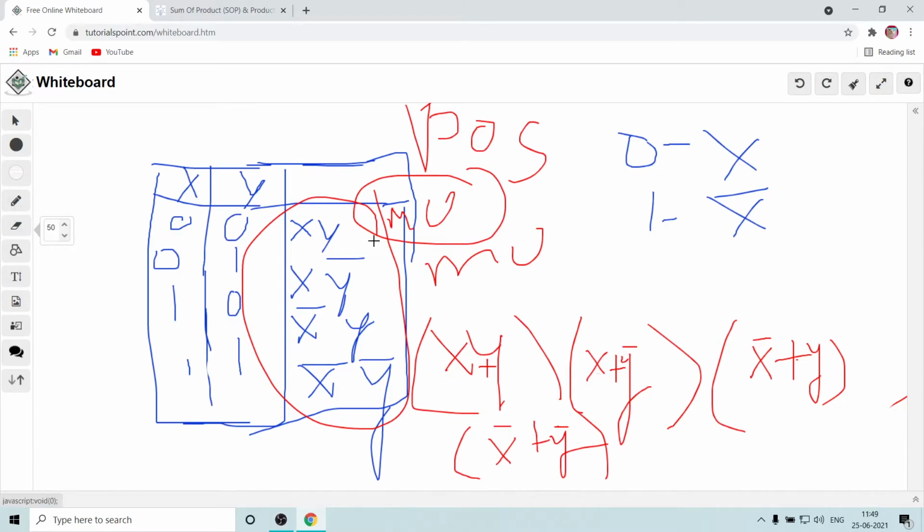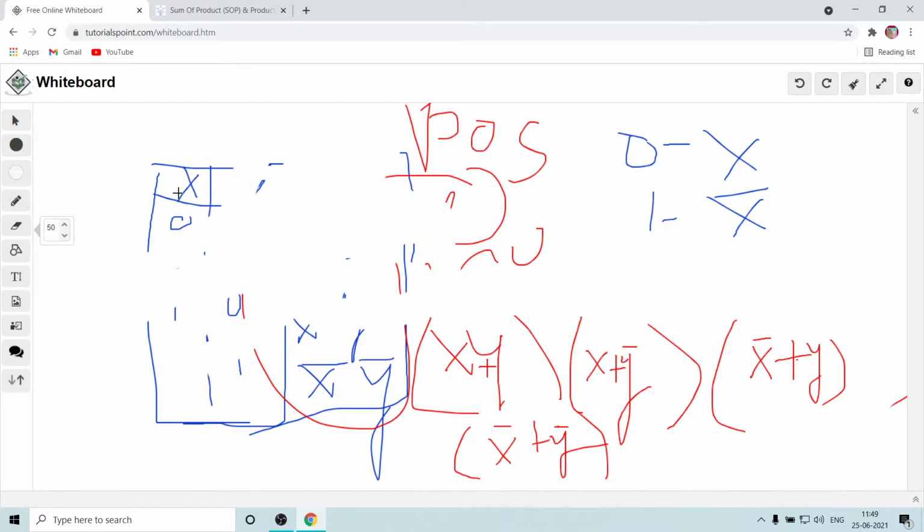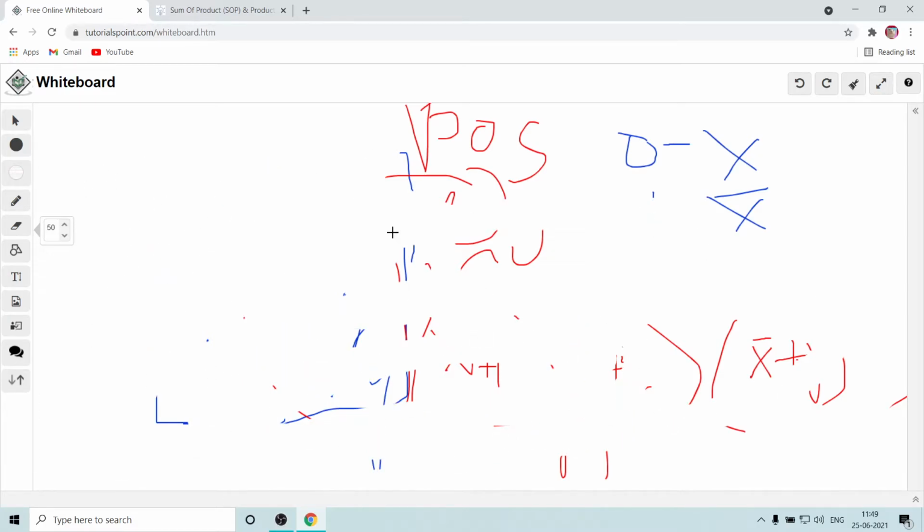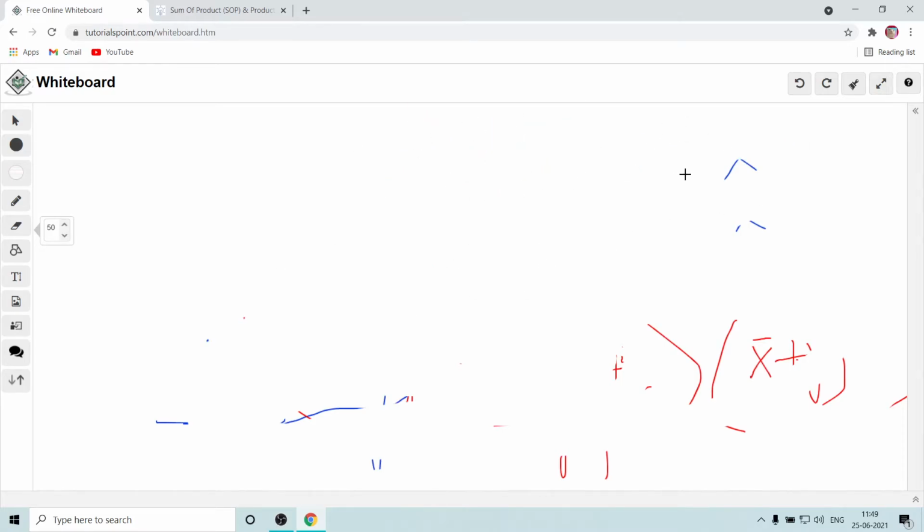Now moving to another important thing, what is the principle of duality, and after that we'll be doing some circuit designing. And if you want more circuit designing, let me know in the comment section box, where I'll try to show you one.